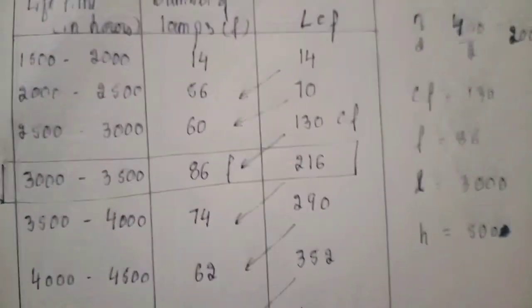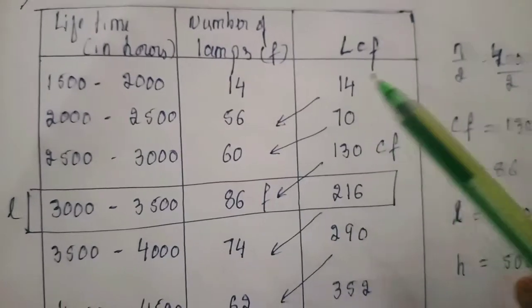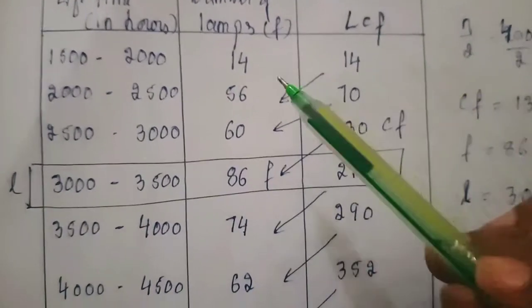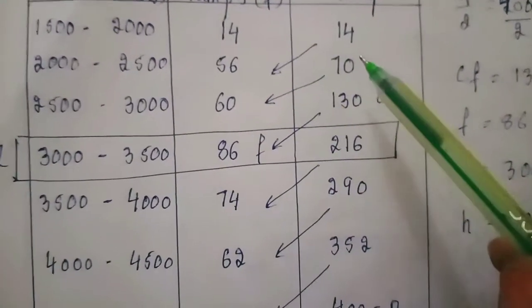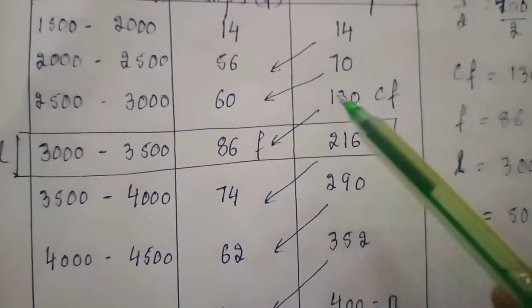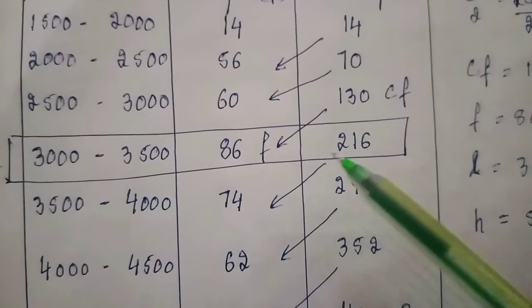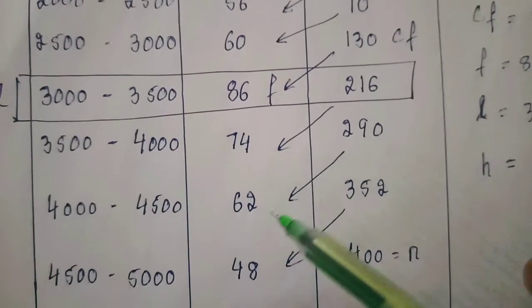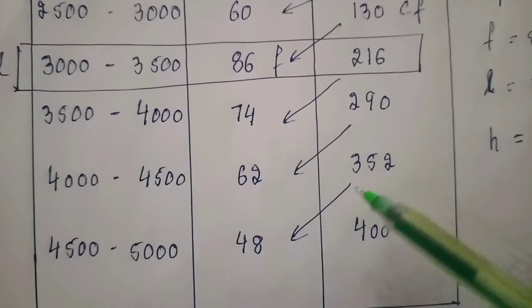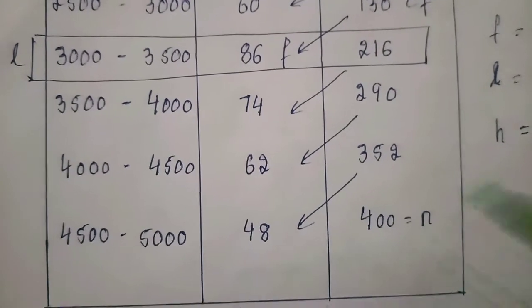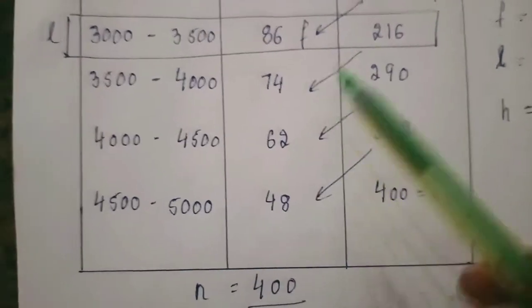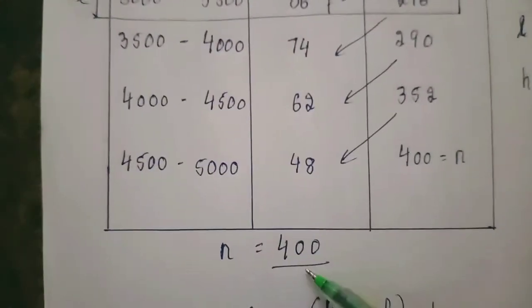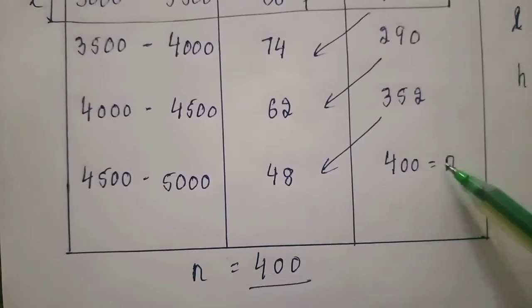Now given the class intervals and F, let us find LCF. 14 plus 56, 70. 70 plus 60, 130. 130 plus 86, 216. 216 plus 74, 290. 290 plus 62, 352. 352 plus 48, 400. You can see the total number of lamps given is 400, and you got 400 at the last.